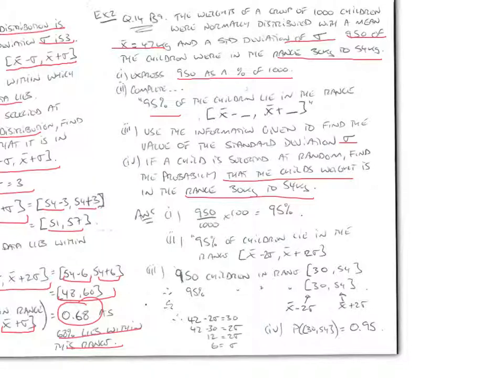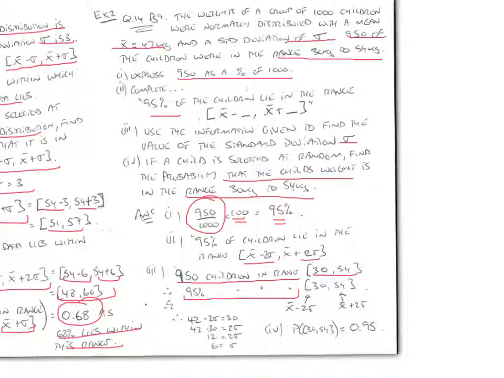Well, first of all, to express 950 as a percentage of 1,000, we simply put 950 over 1,000 times 100. That's 95%. And we should know or recall from the empirical rule that 95% of children lie in the range. Because it's 95%, it's the mean plus or minus 2 standard deviations. The third part then is we're going to use the information given to find the value of the standard deviation. Well, 950 children are in the range 30 to 54 kilograms, and this represents 95% of the data.